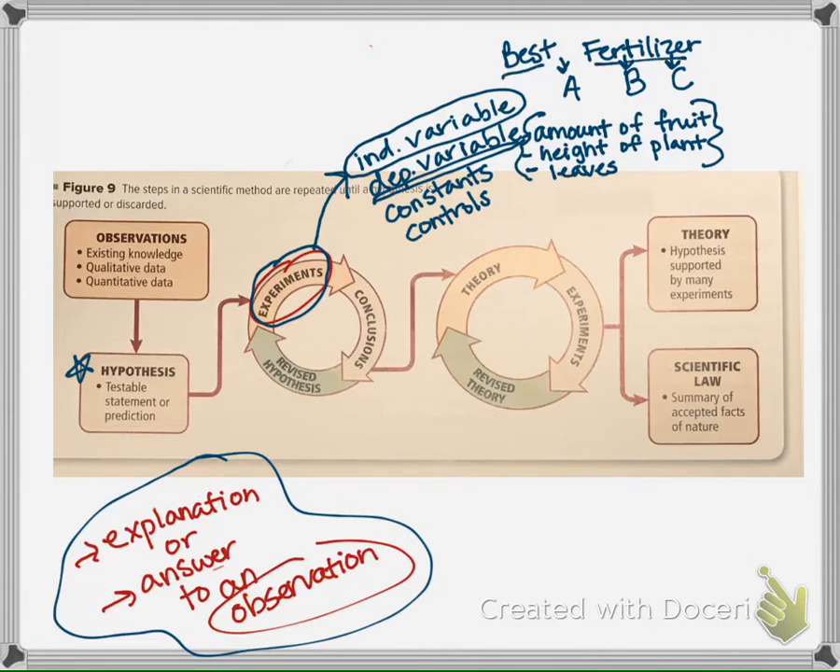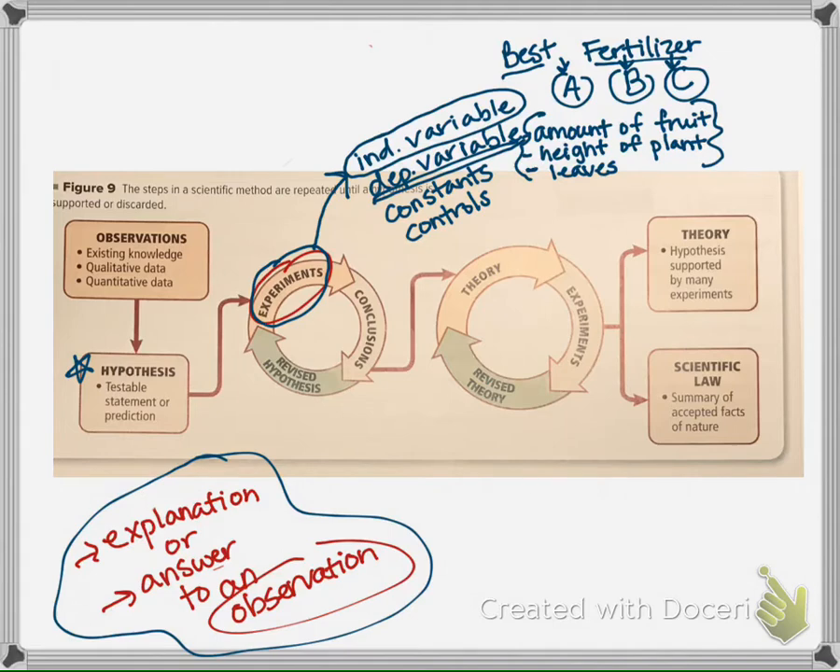So the independent variable is the type of fertilizer, A, B, and C. That's what's controlling this experiment. And then the dependent variables are the things that you're observing and measuring based on this independent variable, based on the fertilizer. This could potentially be the amount of fruit it has, the height, or the leaves. That's something that you have to decide when you set up your experiment.